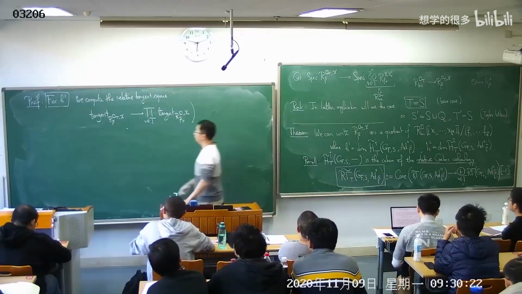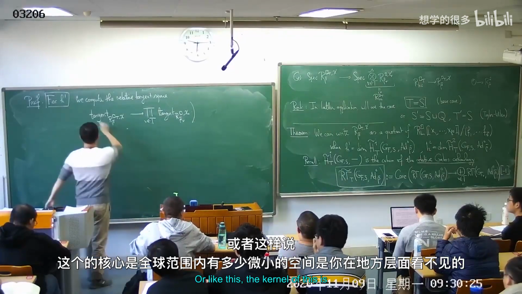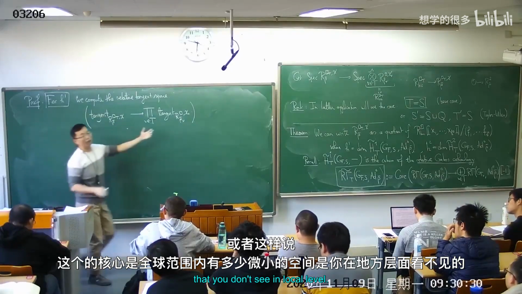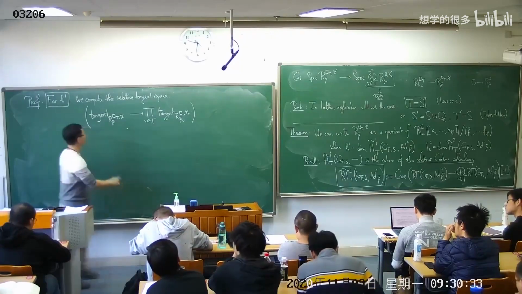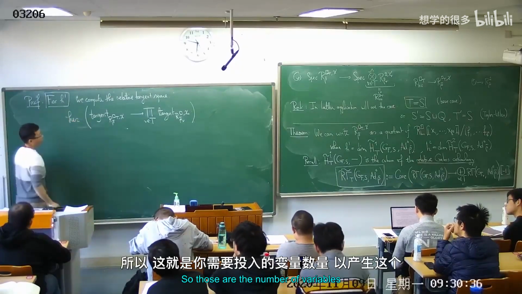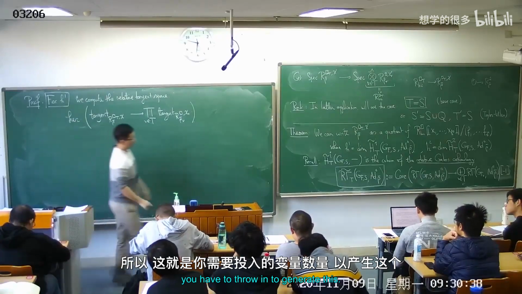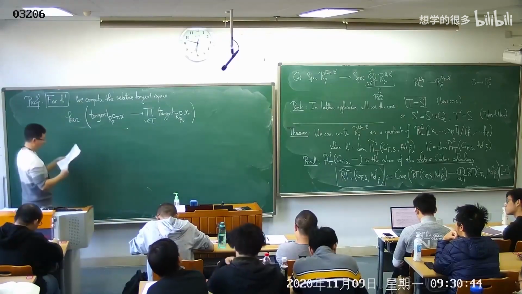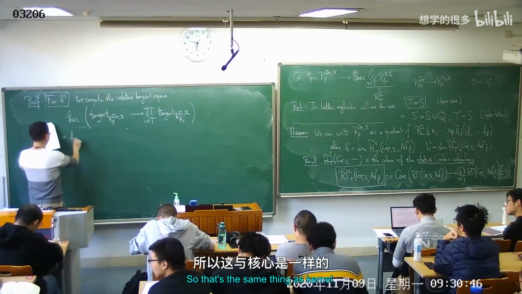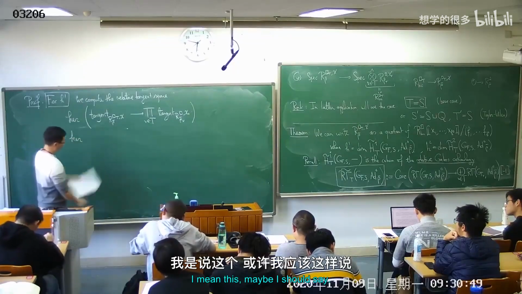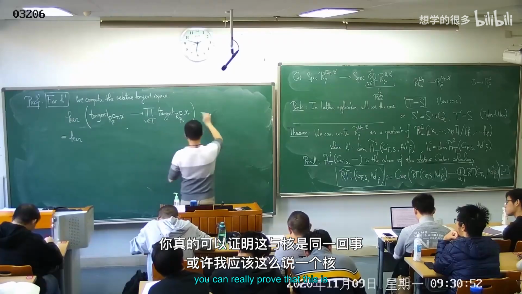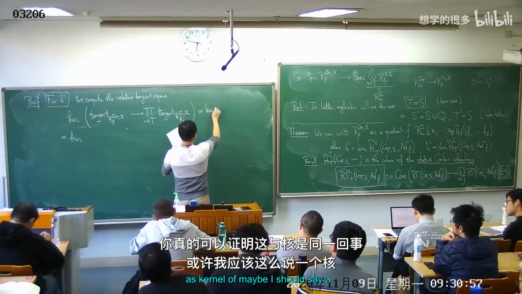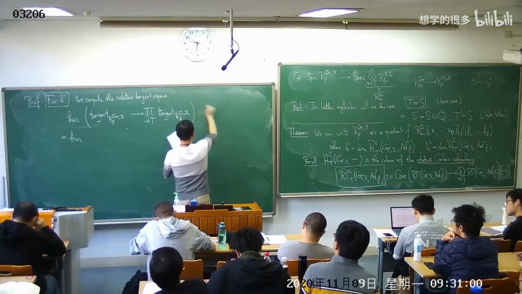Think about that. Or like this, the kernel of this is how many tangent spaces for the global deformation ring that you don't see on a local level. So those are the number of variables you have to throw in to generate this. So that's the same thing as the kernel. I mean, maybe I should strike this. You can really prove that this is the same thing as the kernel of, maybe I should say, okay.